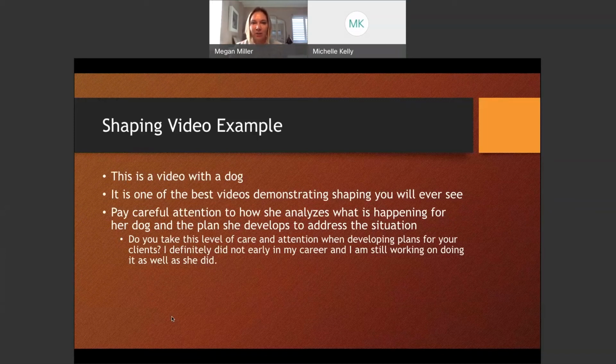So pay careful attention to how she analyzes what is happening for her dog and the plan she develops to address this situation. And reflect on, do you take this level of care and attention when developing plans for your clients? I definitely did not early in my career, and I'm still working on doing it as well as she did, even with all of the experience I have.